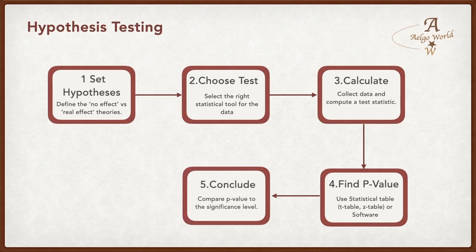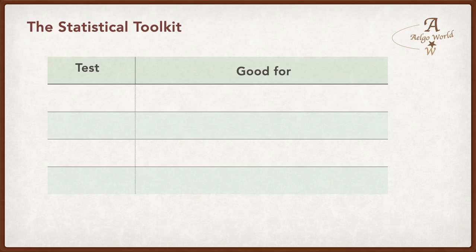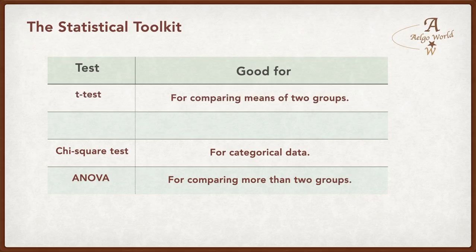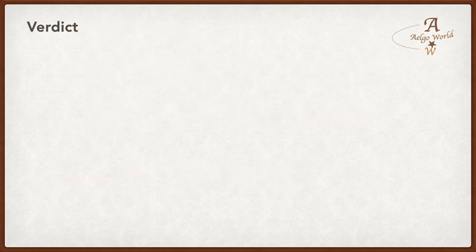And just so you know, scientists have a whole toolbox of these tests for different situations. If you're comparing categories like yes or no, you might use a chi-square test. If you have like 5 groups to compare, you might use something called an ANOVA. But for our school's simple case, just comparing the average scores of 2 groups, the perfect tool for the job is called a t-test.